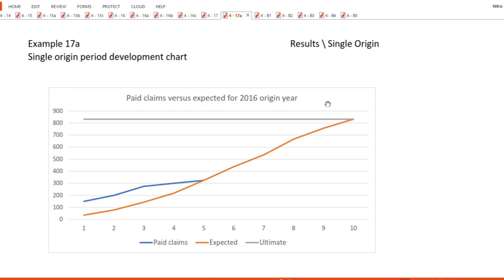This exhibit is showing a strong divergence between the actual and the expected development pattern. This is immediately concerning, although I'd need to look at more individual origin year charts to fully form my view of what the problem is. Perhaps it's just a single outlying year, in which case I might accept that and move on.